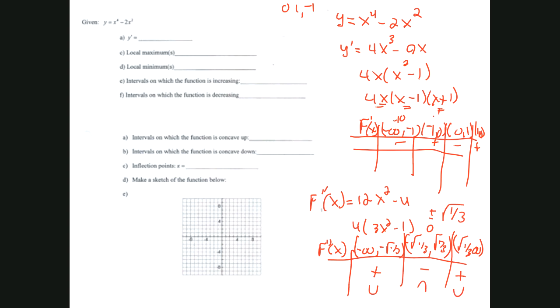Where are the points of inflection? Well, points of inflection are at negative square root of 1/3 and positive square root of 1/3. Why is it there? Because it's changing from positive to negative or negative to positive. So this is the first and second derivative test. First derivative test gives us where it's increasing, decreasing. Second derivative test gives us where it's concave up, concave down, and points of inflection. Henry, any questions on that?